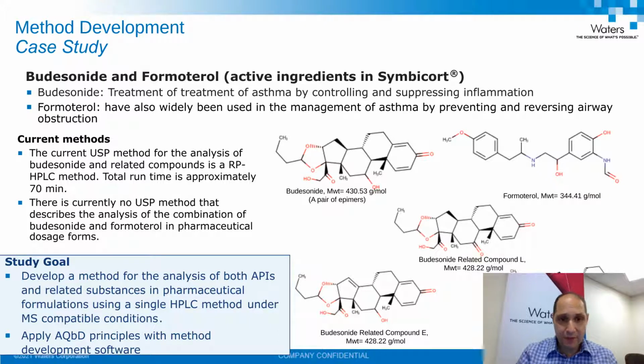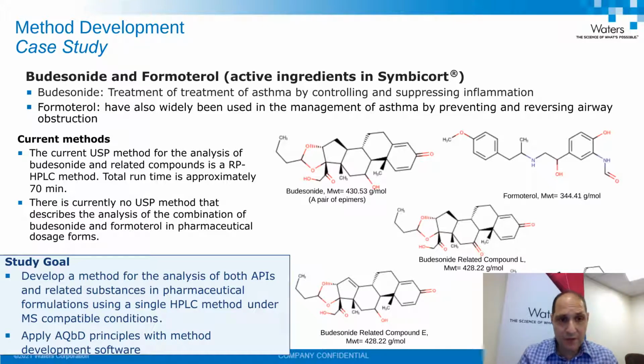The current methods for the analysis of budesonide: there is a USP method, and this method uses a reverse phase HPLC method. It uses a 3 micrometer C18 column that is 250 millimeters. The total run time for this method is 70 minutes, which makes it a very time-consuming and very solvent-intensive method. Additionally, there is currently no USP method that describes the analysis of budesonide and formoterol in a single pharmaceutical formulation.